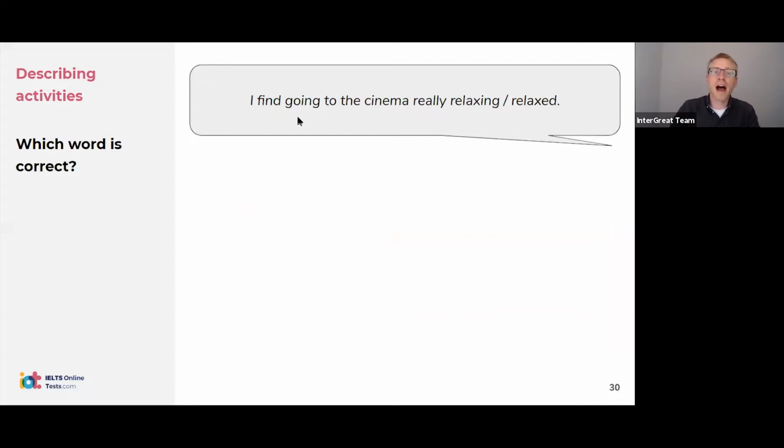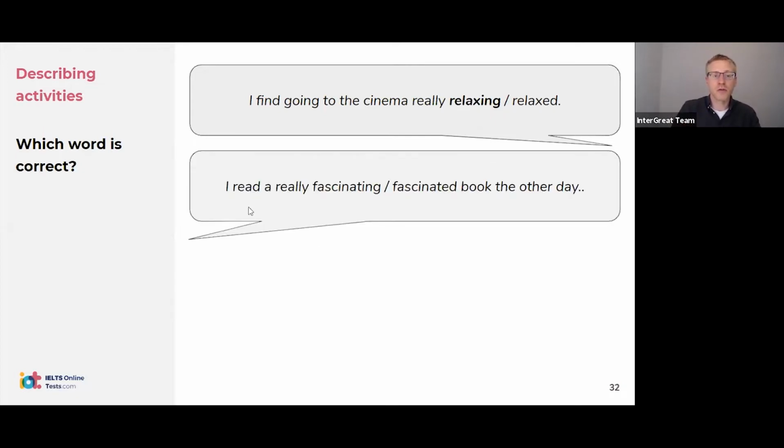So I find going to the cinema really relaxing or really relaxed. Which one? Very good. Most of you saying ing, exactly. And that's correct. It's, I find it relaxing. What about this one? I read a really fascinating or fascinated book the other day. Yep, you're thinking ing. Yeah, fascinating. You are absolutely right. I read a really fascinating book. The book was fascinating. Good.